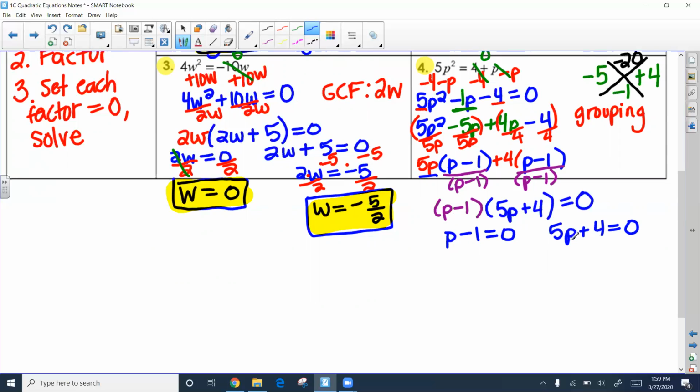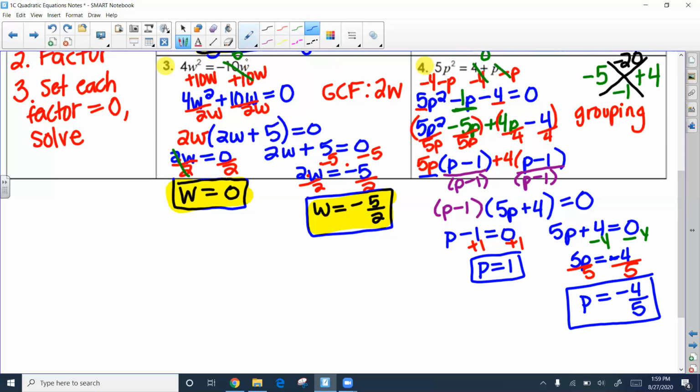Now both of these are linear equations because there's just p to the first power. And so to solve, I just have to isolate the p. On this equation, p minus 1 equals 0. To get the p by itself, I need to add 1. We get p equals 1. That's one of our solutions. For this one, 5p plus 4 equals 0. I need to subtract 4 first. So we get 5p equals -4. And then divide by 5 to get the p by itself. And so on this one, we get p equals -4/5.